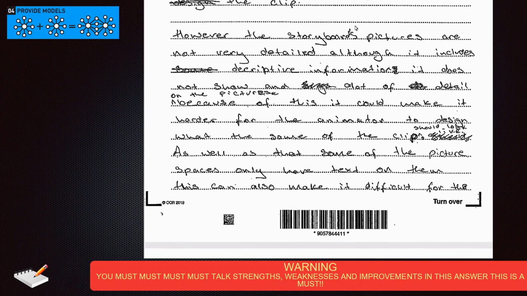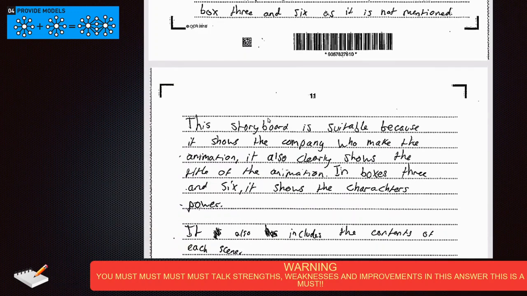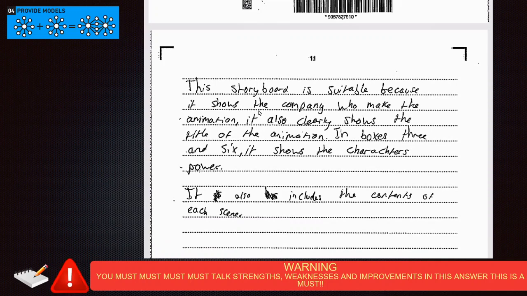And then to improve the opening sequence, I would use the color of the font the same in the 2nd, 4th, and 5th box. Now, I've noticed that a lot of candidates, even in the most recent exams, are talking about each individual box. You do not need to do that. I would also add color to the middle lines. The storyboard is suitable because it shows the company who make the animation. The rest of the answer is pretty clear. It's going to be a level 1 answer.